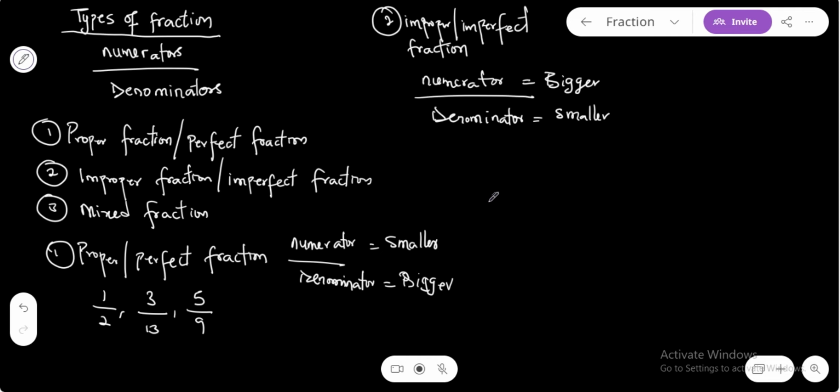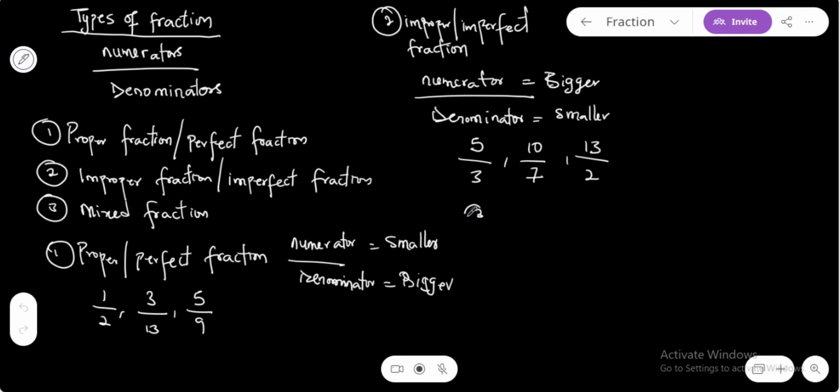Examples of this: we have 5/3, we have 10/7, we have 13/2. If you look at these examples, 5 is the number on top, which is the numerator, and it is clearly bigger than 3. Then this is not proper, this is imperfect. So 5 over 3 is an imperfect fraction, as well as 10 over 7, as well as 13 over 2. You can list as many other examples in the comment section, and I'll be waiting for you there to tell you whether you are right or wrong.